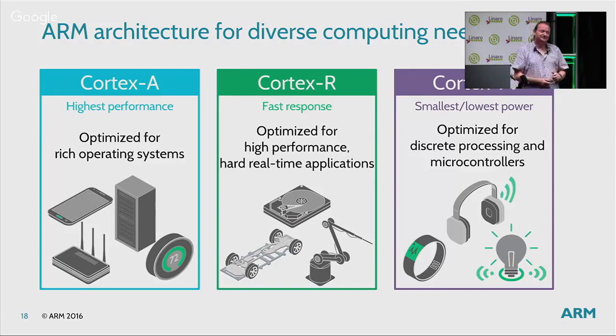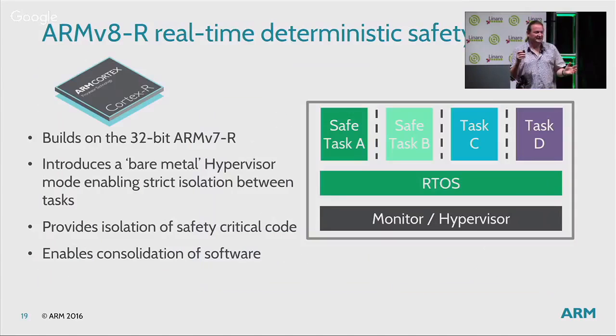I think we're all familiar with the Cortex-A, but let's take a little bit of a look at the Cortex-R, or the ARM V8R architecture. So V8R is built on V7R. That's quite convenient. It builds on a long legacy of real-time processors, but V8R is important because it introduces bare metal hypervisors into those real-time cores, enabling you to separate safety-critical processing from your rest of the world applications.